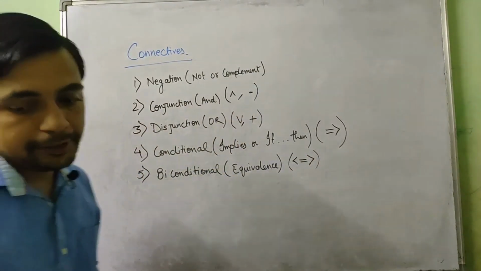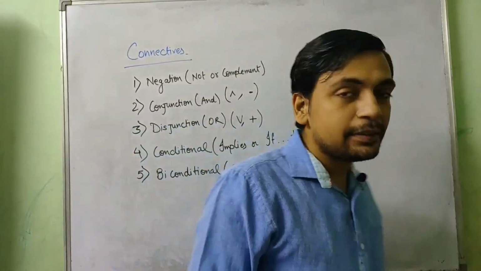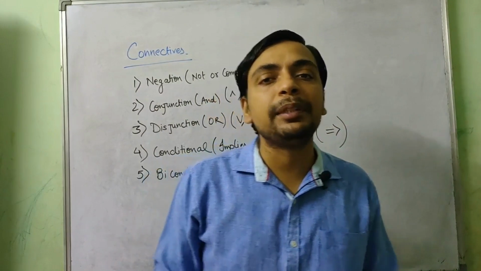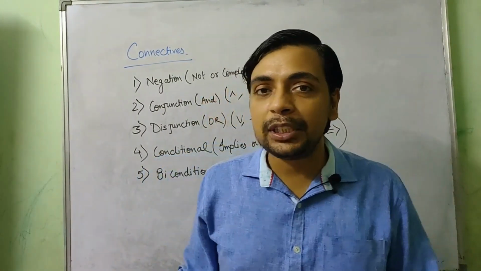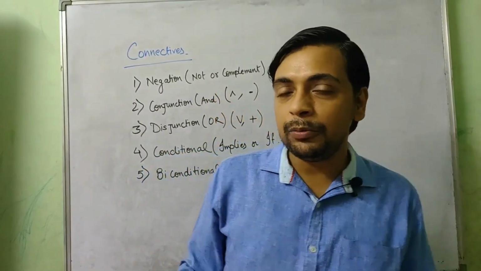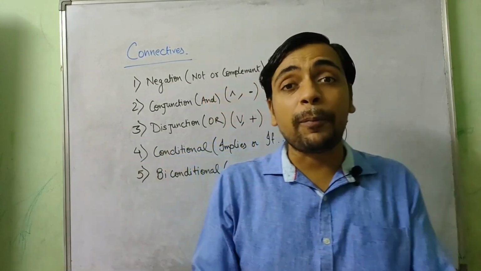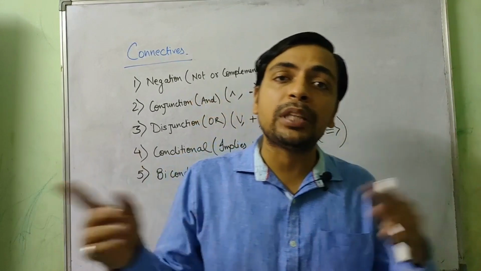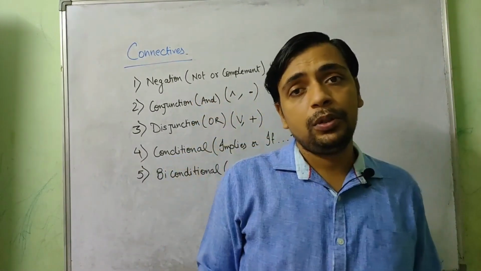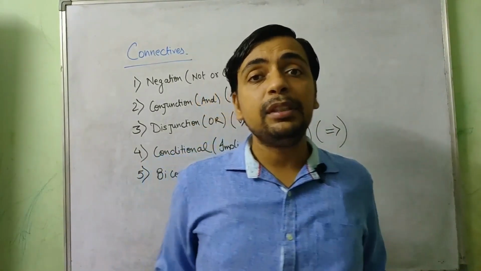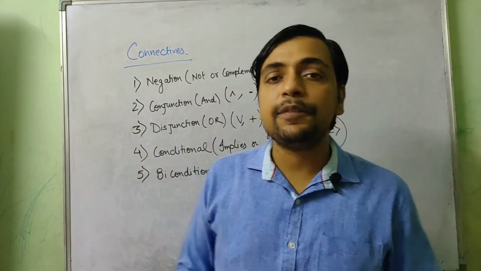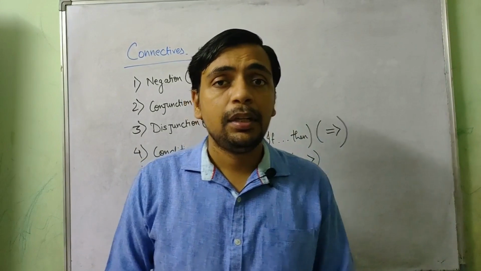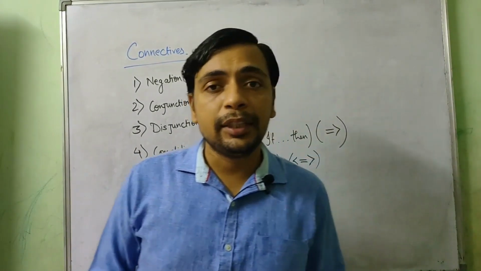Now, biconditional, equivalence. Here also you might treat them as antecedent and consequent, but they are not. If the first proposition and the second proposition are both true, or both false: if both are true, it will result in true. If both are false, it will result in true. That means if both are the same, this connective will result in true. If both are different, it will result in false.